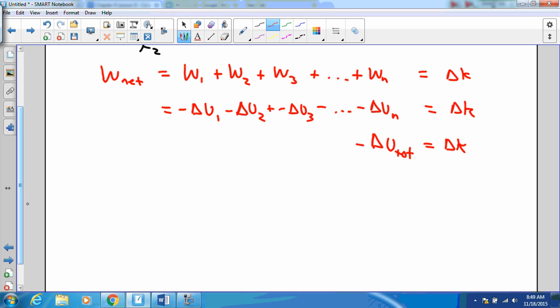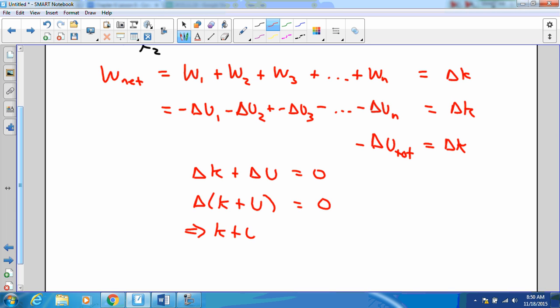In fact, we can take this same expression right here and add delta U to both sides and get this expression right here. That the total change in kinetic plus the total change in potential adds up to 0. Or in other words, the change in the quantity kinetic plus potential is equal to 0, which implies, therefore, that kinetic plus potential will be constant and not changing.